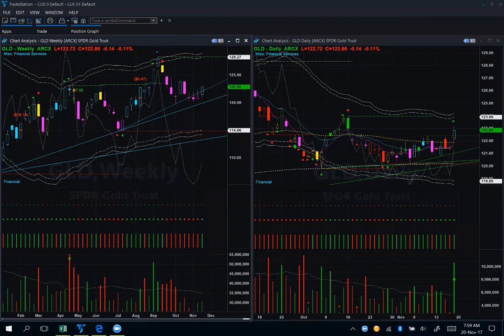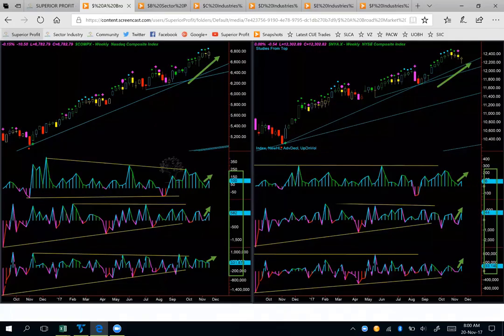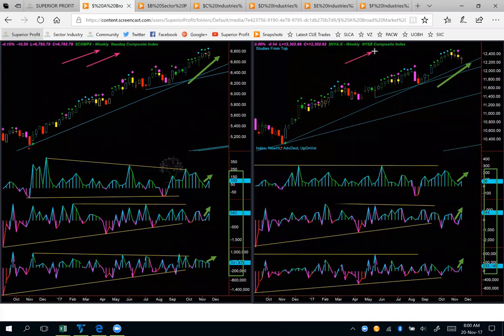Before looking into broad market ETFs, let's have a look at broad market internals. Every week, we look at broad market internals using NASDAQ composite index on the left hand side using weekly chart and NYSE composite index on the right hand side, again using weekly chart. From the weekly candle chart, we can see that both NASDAQ and NYSE continue to be in uptrend.